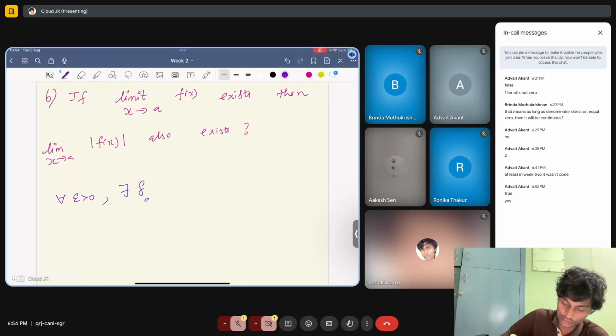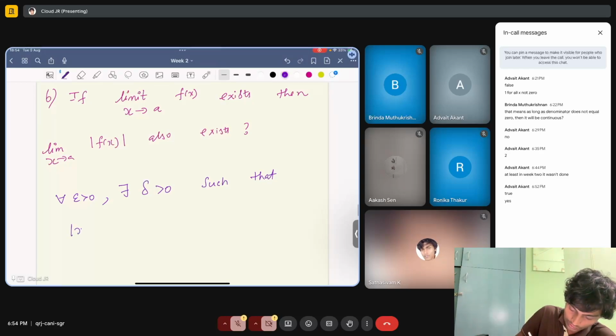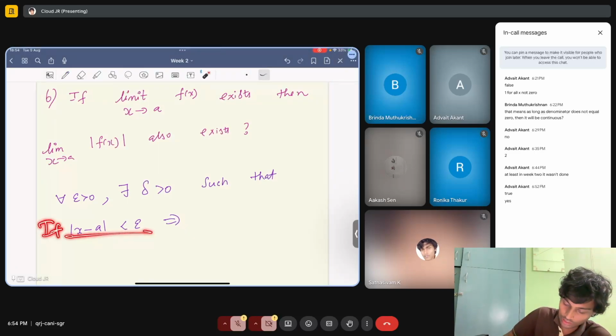So this, if you want, you can write as delta epsilon, just to emphasize that this delta depends on this epsilon. But anyway, I'll just write delta. I hope it's understood. So there is a delta greater than 0 such that whenever x minus a is less than epsilon, so this implies basically means if this happens, then whatever I'm telling happens.